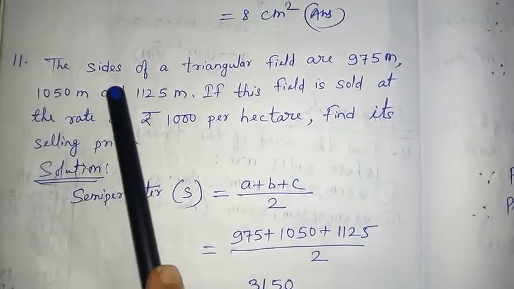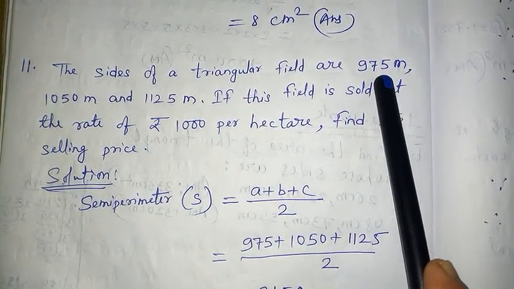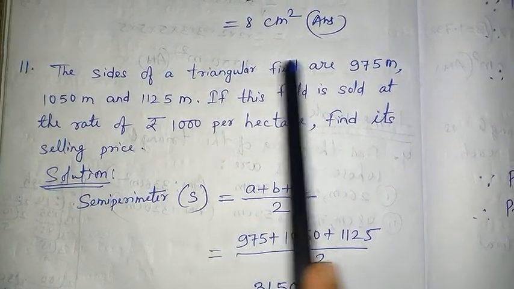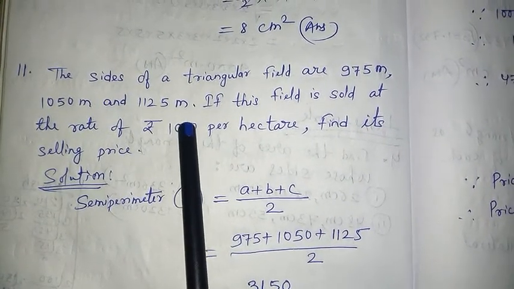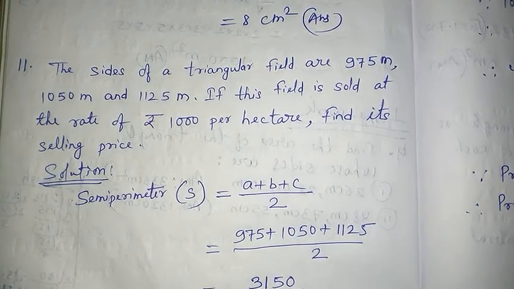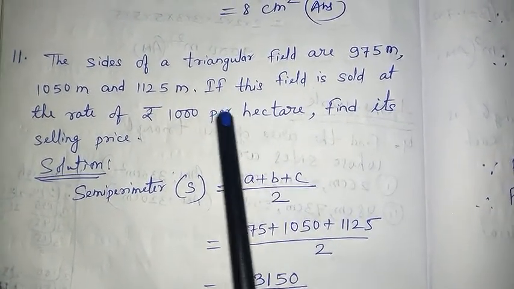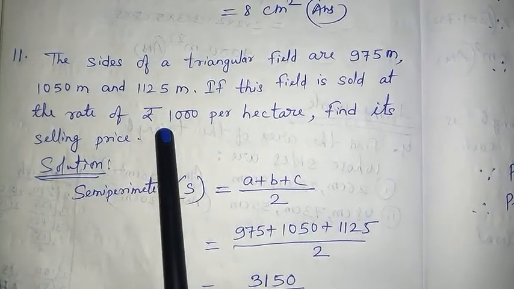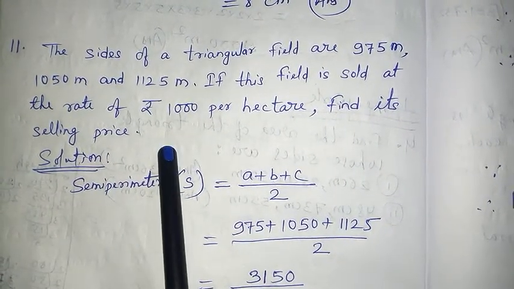11 number question. The sides of a triangular field are 975 meter, 1050 meter and 1125 meter. You can see all three sides of the triangle are unequal, that means it is a scalene triangle. So to find the area of a scalene triangle, we use Heron's formula, which I have discussed in my last video. If this field is sold at the rate of rupees 1000 per hectare, find its selling price.